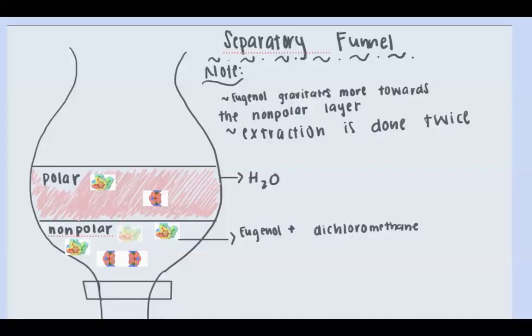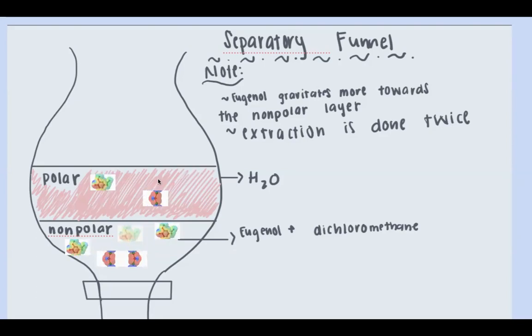But I wanted to go into a little bit about the chemistry that happens in the separatory funnel. So we have to note that eugenol gravitates more towards the nonpolar area, and that in this experiment, extraction is done twice. We know that eugenol is a nonpolar compound, and we also know that polar compounds are soluble in polar solvents, and nonpolar compounds are soluble in nonpolar solvents. The net dipole moment of nonpolar compounds is 0. Dichloromethane is a nonpolar solvent, and water is a polar solvent. As eugenol is nonpolar, it is soluble in dichloromethane and insoluble in water.